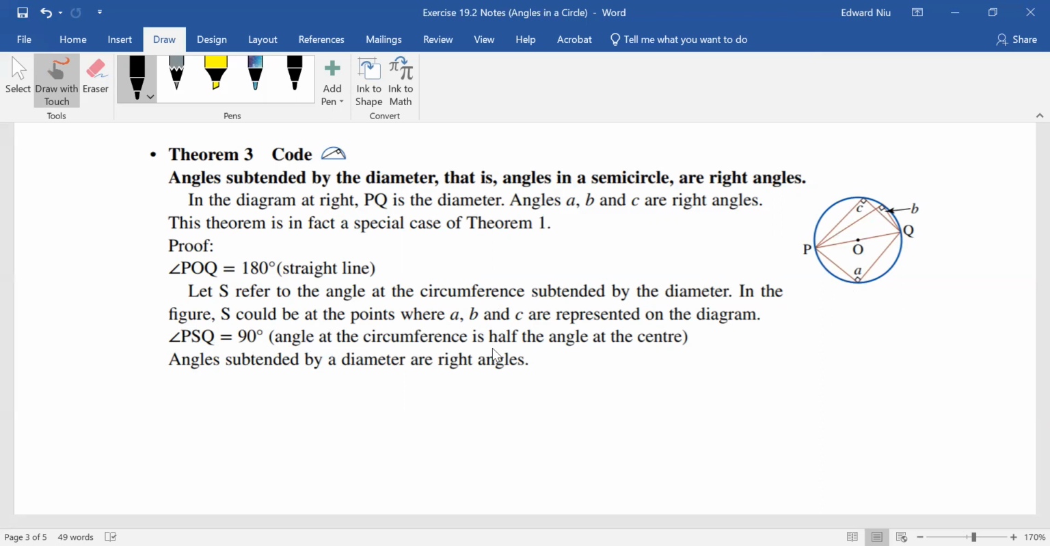The angle at the circumference is half the angle at the center, as we learned earlier. So with theorem 1, we knew this angle here is always going to be half of the angle in the center. And so that is why angle C, angle B, angle A, doesn't matter where it branches off, is always a 90-degree angle.